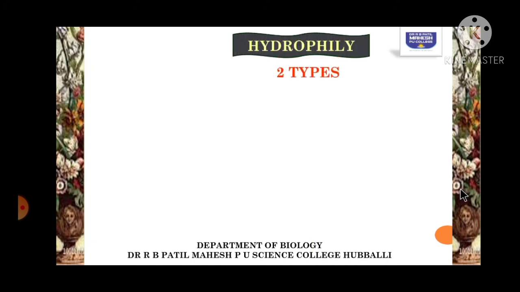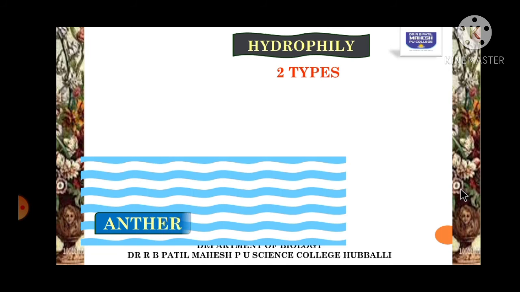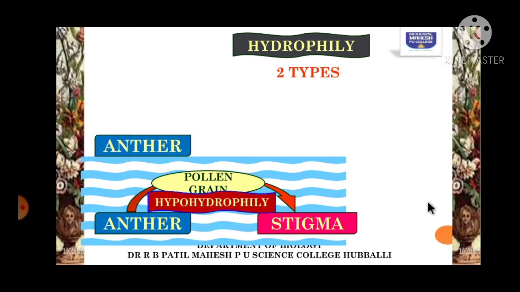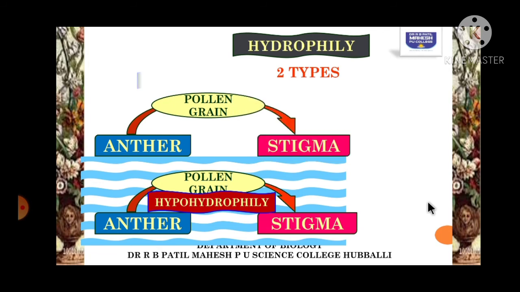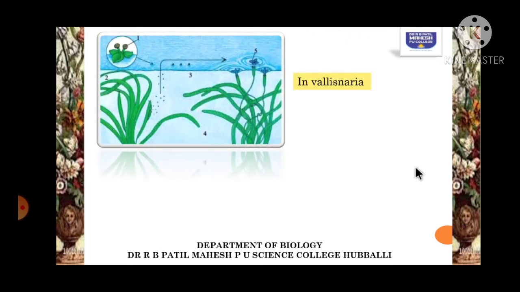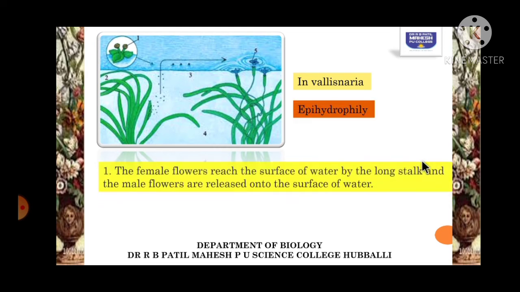Hydrophily is classified into two types. The first one is called hypohydrophily, where pollen from the anther is transferred to the stigma within the water. If the pollen grains of the anther get transferred onto the stigma above the water surface, then it is called epihydrophily. So we are going to discuss here the pollination in Vallisneria. It is said to be epihydrophily.